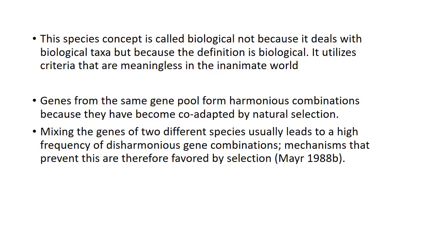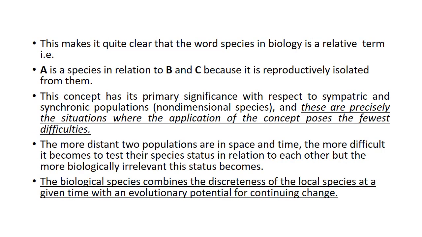Genes from the same gene pool form harmonious combinations because they have become co-adapted by natural selection. If we mix genes of two different species, there would be disharmonious gene combinations. Mechanisms that prevent this are therefore favored by selection. This makes it clear that the word species in biology is a relative term. That is, A is a species in relation to B and C because it is reproductively isolated from them.